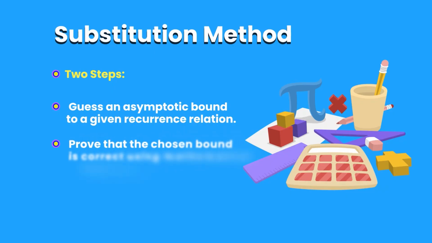Those kinds of notation are ultimately the solution to a recurrence relation as far as complexity analysis is concerned. As the next step, we have to prove that the chosen bound is correct using mathematical induction. So we choose a bound first and then prove that this bound is correct. And how do we do that? By the process of induction. Induction is our very good friend, and we have already done a video on induction, so you can go through that video first.